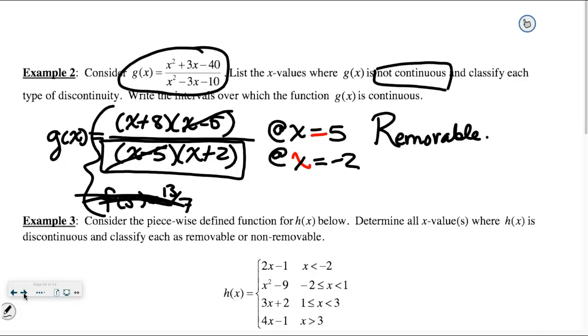At x equals -2, it did not cancel. I can't remove the problem, right? Do you remember what kind of a problem that is when a denominator does not cancel? It's an asymptote, a vertical asymptote, which we can't remove, so we would write non-removable. I'm just going to write non-R. If I ask you to be more specific, or if it's multiple choice, you'd pick non-removable infinite discontinuity, because there's a vertical asymptote there. All right? Any questions on that one, though, just because I am just talking it through?